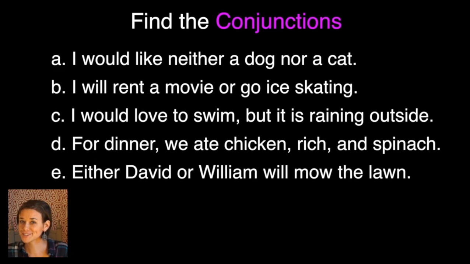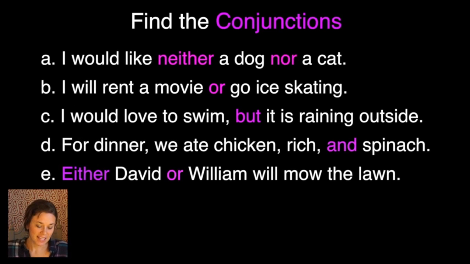Okay, you ready for the answers? Here they are. In sentence A, neither nor is a correlative conjunction, joining dog and cat. In B, the coordinating conjunction is or. In C, the coordinating conjunction is but. In D, the coordinating conjunction is and.